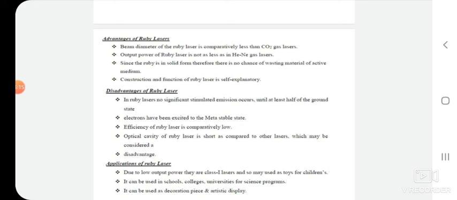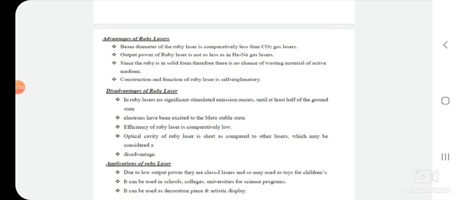Beam diameter of the ruby laser is comparatively less than the CO2 gas laser. If diameter is less, it means the beam is highly intense. Output power of ruby laser is not as low as in the HeNe gas laser. Since the ruby is in solid form, there is no chance of wasting material of the active medium.